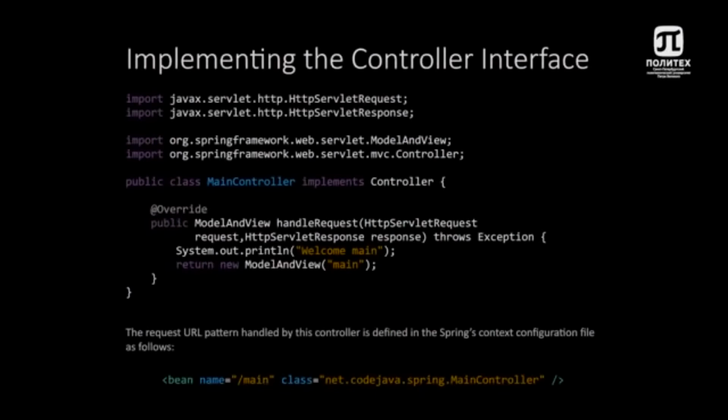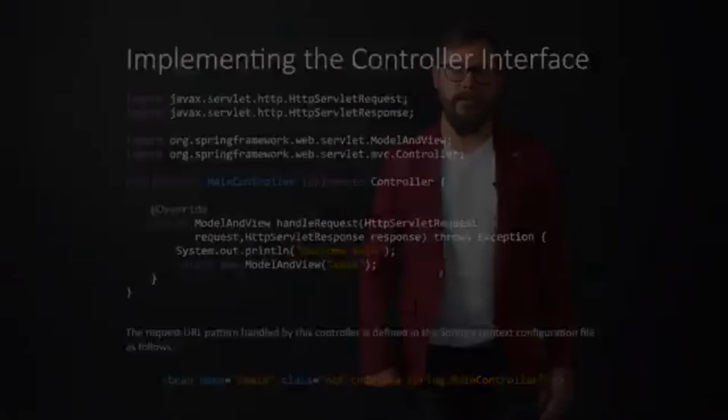The implementing class must override the handleRequest method, which will be invoked by the Spring dispatcher servlet when a matching request comes in. The request URL pattern handled by this controller is defined in Spring's context configuration file as follows: However, a drawback of this approach is that a controller class can't handle multiple request URLs.